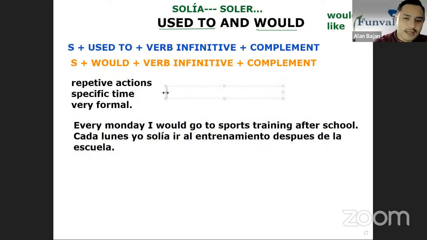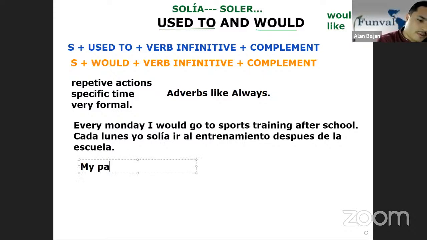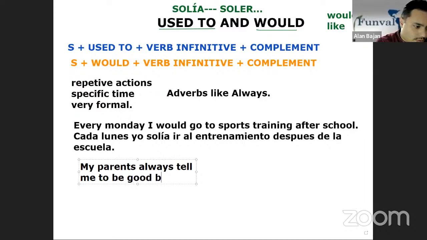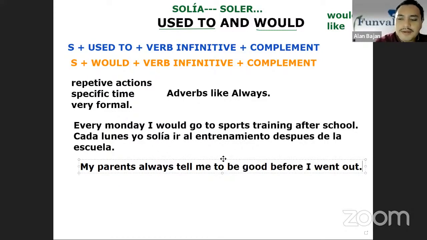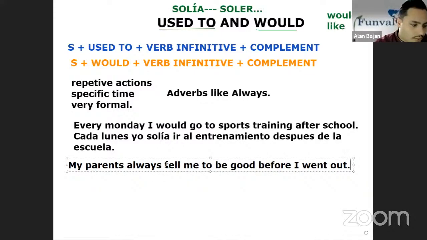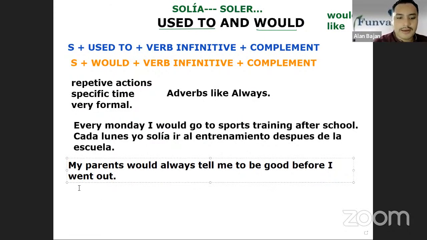Also, would is used with adverbs of frequency. Always. My parents always tell me. Always. My parents would always tell me to be good before I went out.